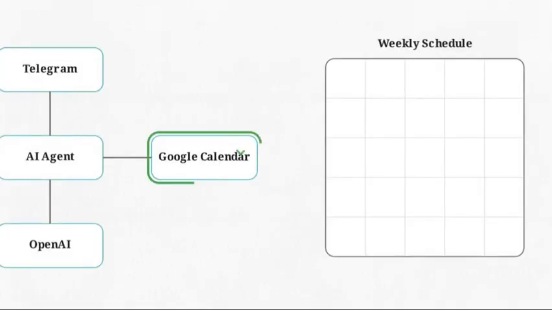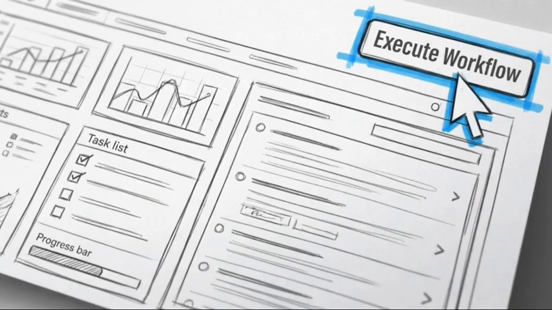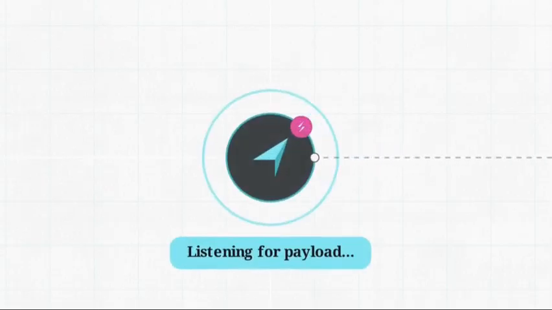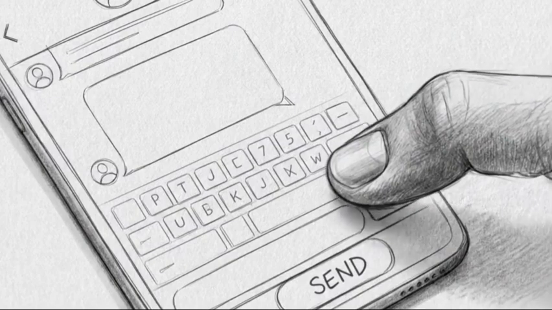Equipping the AI with this tool gives it the specific permissions needed to manage your schedule in the real world. Now we test the system. Click the Test Run button inside n8n to put the workflow in listening mode. Open Telegram and send the test message.